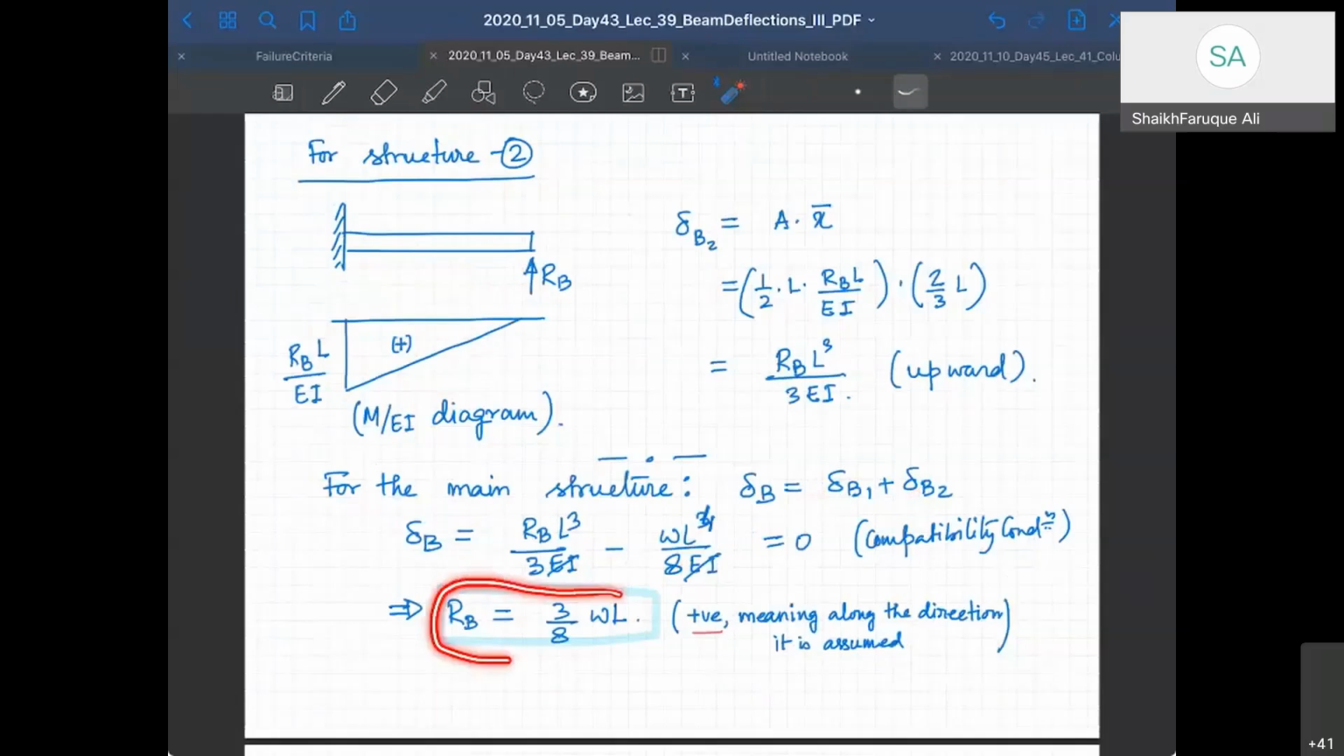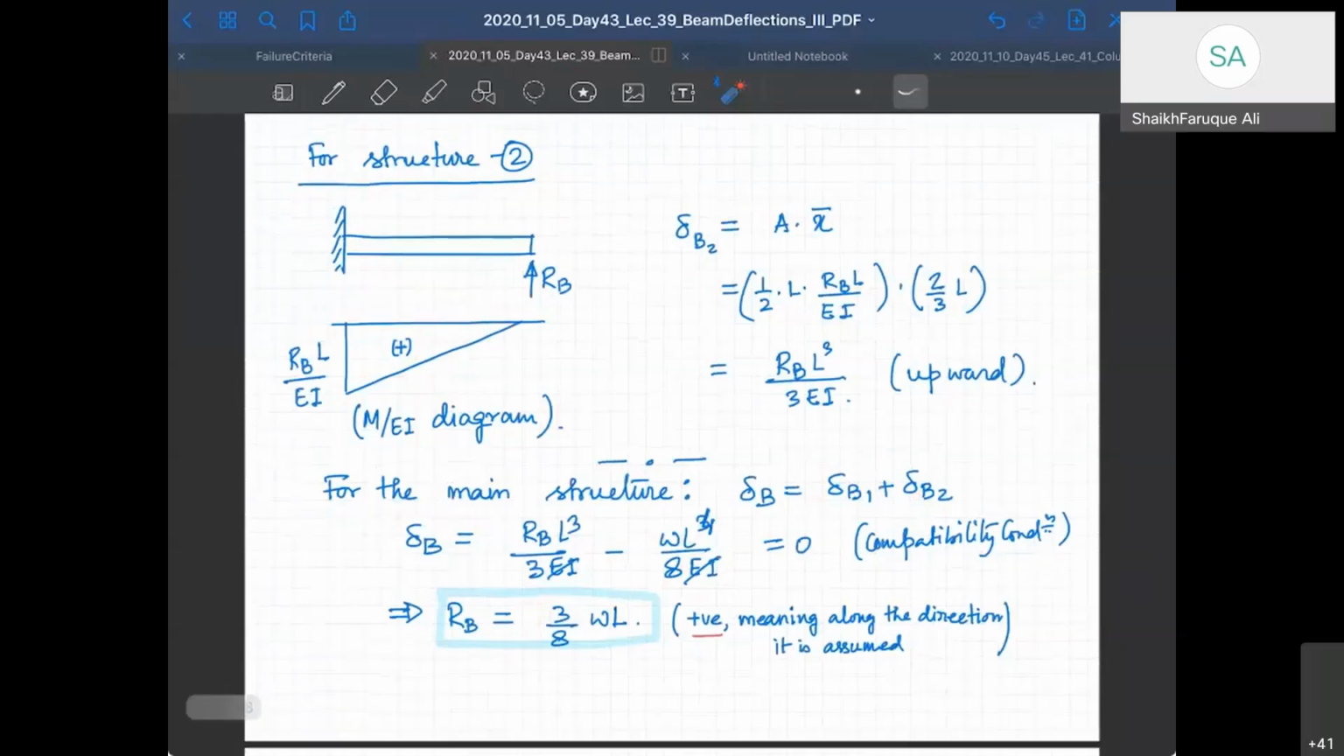This is a nice formula to remember. RB is 3/8 WL. Now I have got it positive, right? No negative sign here, it's a positive sign. Positive sign means the direction I've considered for RB is correct. Therefore, RB is going to be upward only. If a negative sign had come, then the actual direction would be downward, opposite to what I considered. But in this case, it's positive. Therefore, RB is acting upward.